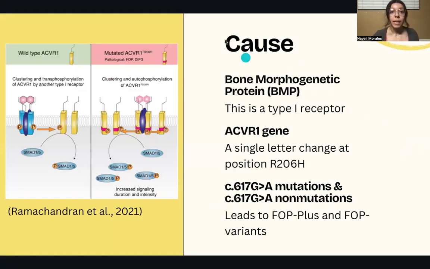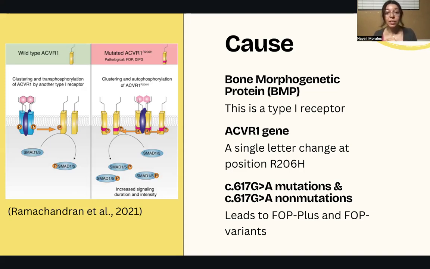Okay, now we will talk about the cause. This is due to bone morphogenic protein, which is a receptor, being overreactive. But the reason this receptor is acting up is because there's a gene mutation. This gene mutation is a single letter change at the position R206H.